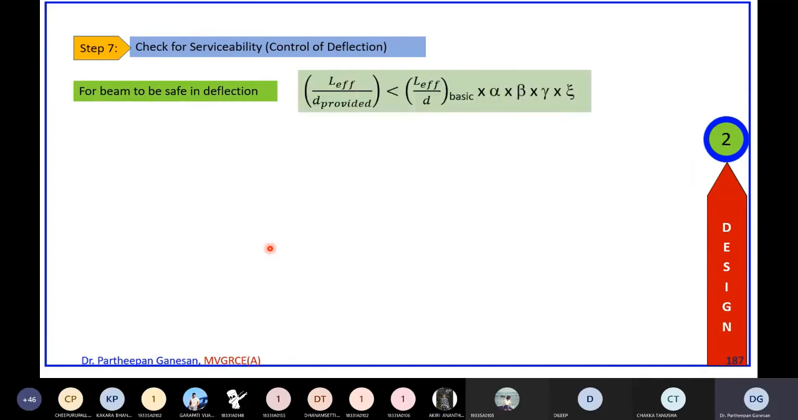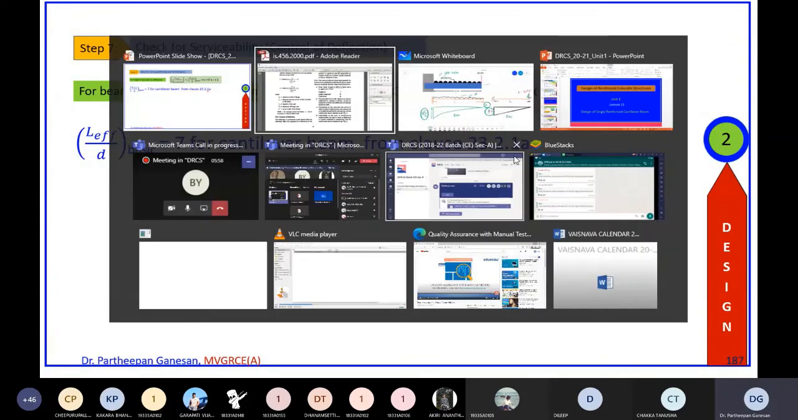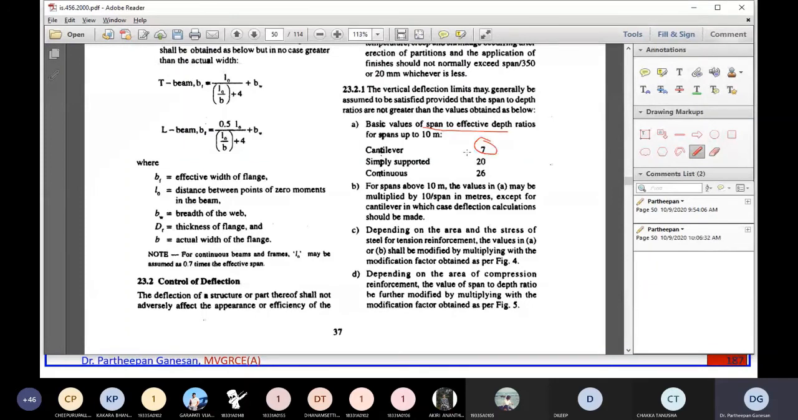For the beam to be safe in deflection, as we discussed, L effective by D should be less than L effective by D basic value multiplied by alpha, beta, gamma and zeta. So L effective is how much? 2200. First I am working out the right side portion. L effective by D is 7 for a cantilever beam from clause 23.2.1.A. That I checked here. This is 7.